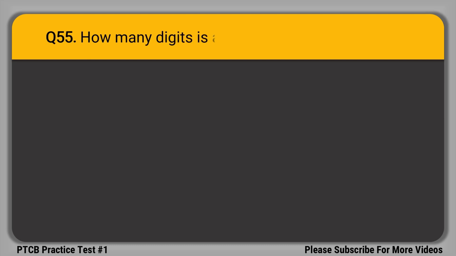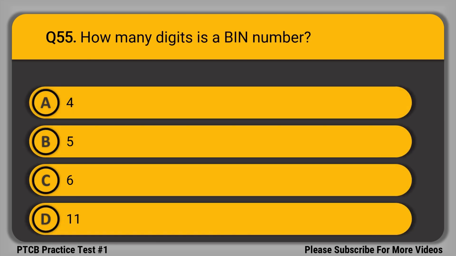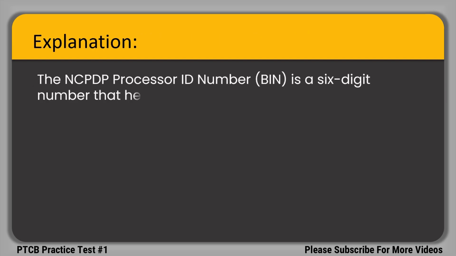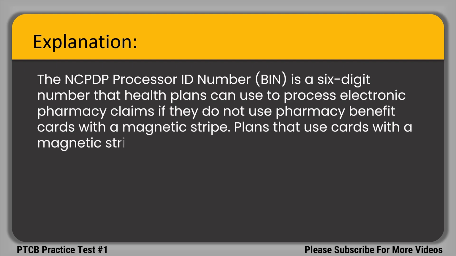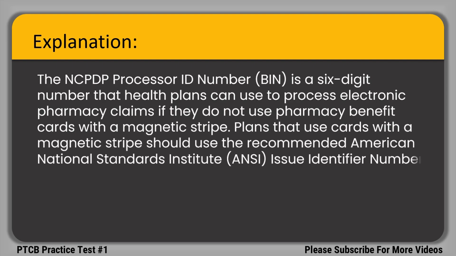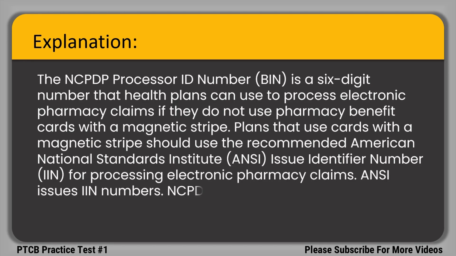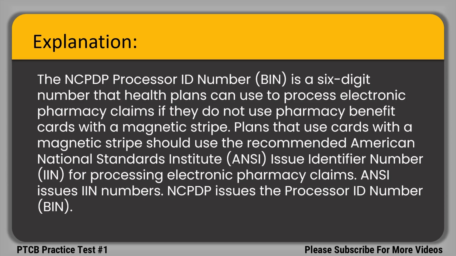Question 55. How many digits is in a BIN number? A. 4. B. 5. C. 6. D. 11. C. 6. The NCPDP Processor ID number, or BIN, is a 6-digit number that health plans can use to process electronic pharmacy claims if they do not use pharmacy benefit cards with a magnetic stripe. Plans that use cards with a magnetic stripe should use the recommended American National Standards Institute, or ANSI, Issuer Identification Number, or IIN, for processing electronic pharmacy claims. ANSI issues IIN numbers. NCPDP issues the processor ID numbers, or the BIN.